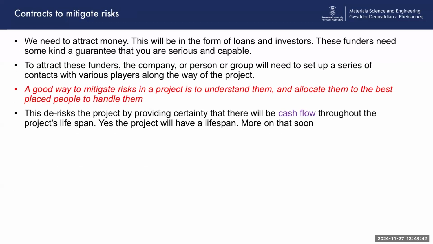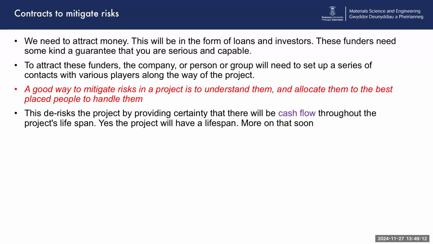So we already know that building a project has risks. And I found this definition of risk on the internet, and it says a good way to mitigate risks in a project is to understand them and allocate them to the best placed people to handle them. And that's exactly what project finance is about. We want to attract money from investors and the bank. We want to do so in the form of loans and equity. Funders need some kind of guarantee that you're serious and capable.